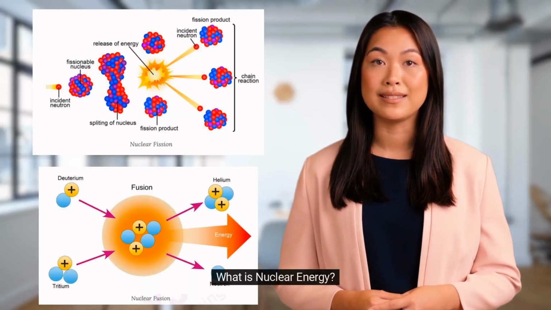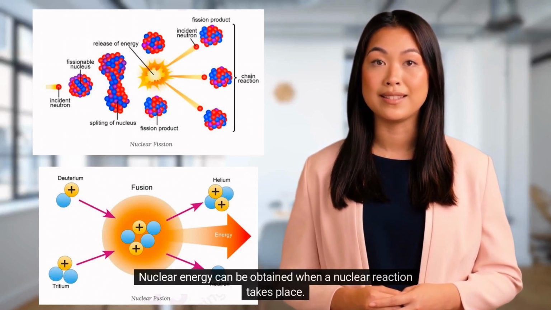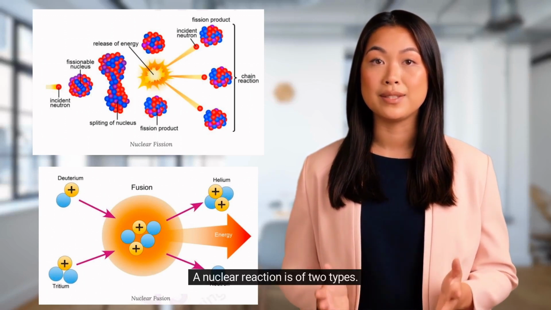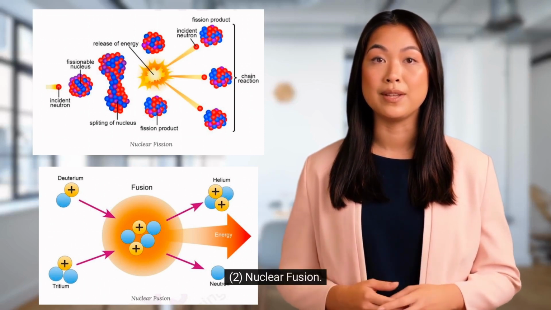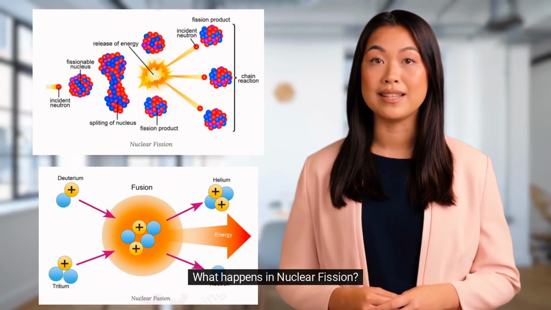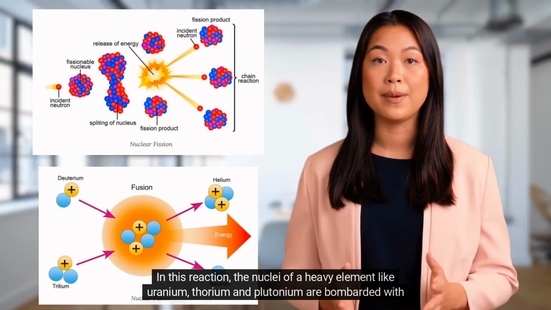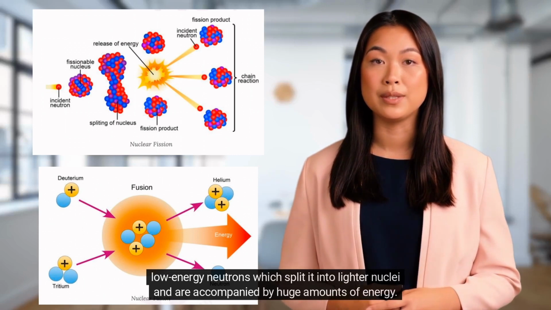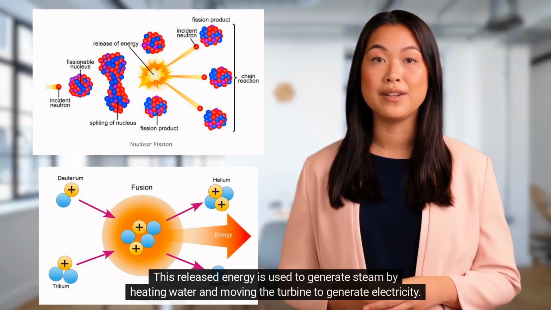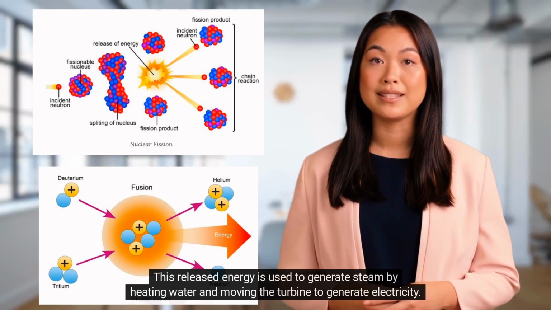What is nuclear energy? Nuclear energy can be obtained when a nuclear reaction takes place. A nuclear reaction is of two types: 1. Nuclear fission and 2. Nuclear fusion. What happens in nuclear fission? In this reaction, the nuclei of a heavy element like uranium, thorium, and plutonium are bombarded with low-energy neutrons, which split it into lighter nuclei and are accompanied by huge amounts of energy. This released energy is used to generate steam by heating water and moving the turbine to generate electricity.